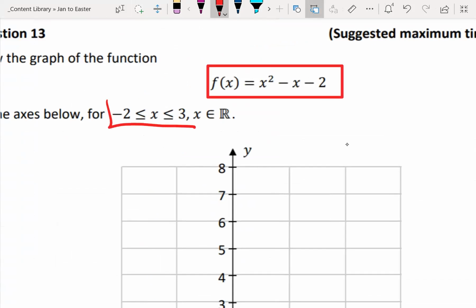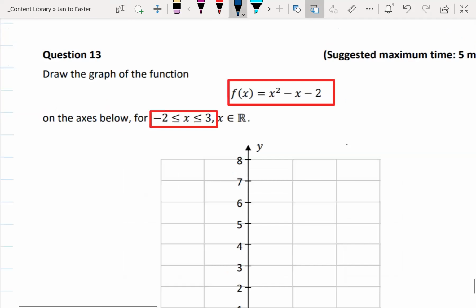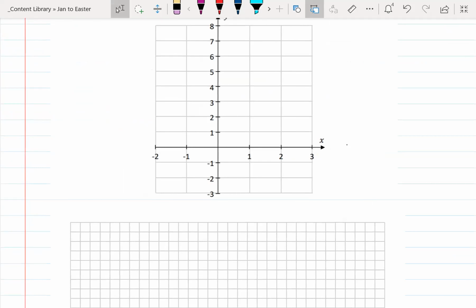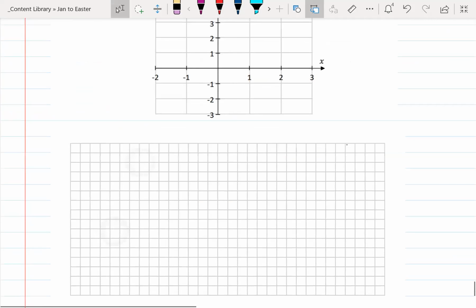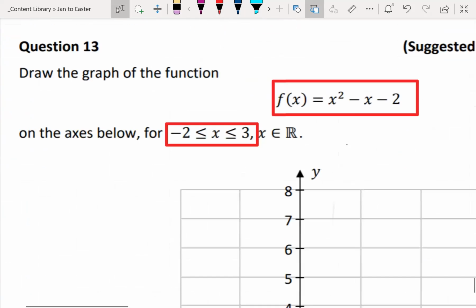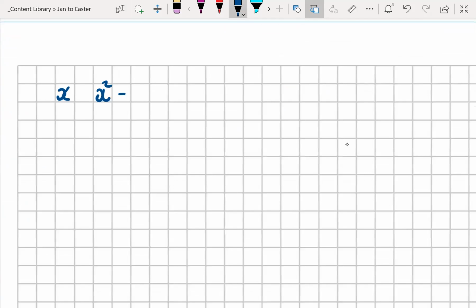Here's the domain, our input values. So once again, you're going to do a table down below. Try and keep this one neater this time. So we're going to have the x values, then we have the function itself, x squared minus x minus 2. And then that'll give us our y values, or our output values.